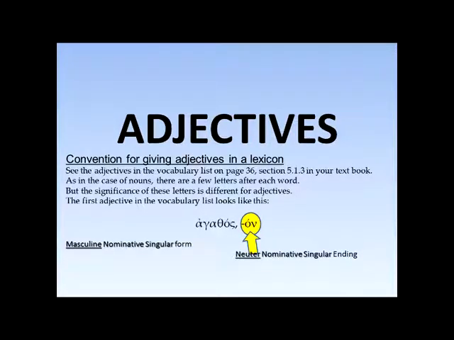The neuter nominative singular ending is given here. So if we were using the word agathos, which means good, to characterize the word ergon, for example, which means work, and we wanted to talk about a good work, then we would need that neuter ending, omicron nu, rather than the masculine ending omicron sigma. When modifying a neuter noun, it would have a neuter ending, agathon.